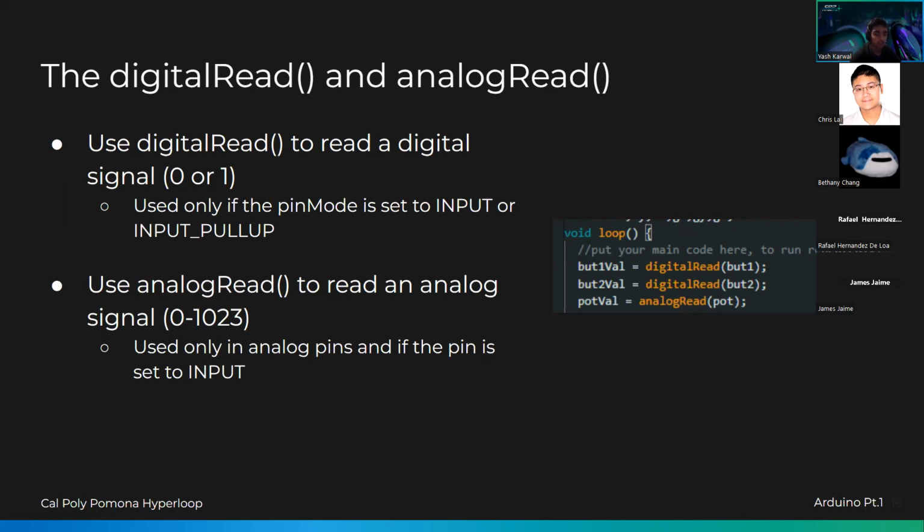For certain scenarios, you want to use pull-up over normal input. Let's say for switches and buttons, I use input pull-up more often. Sorry, I set that pin to ground instead of putting in 5 volts.